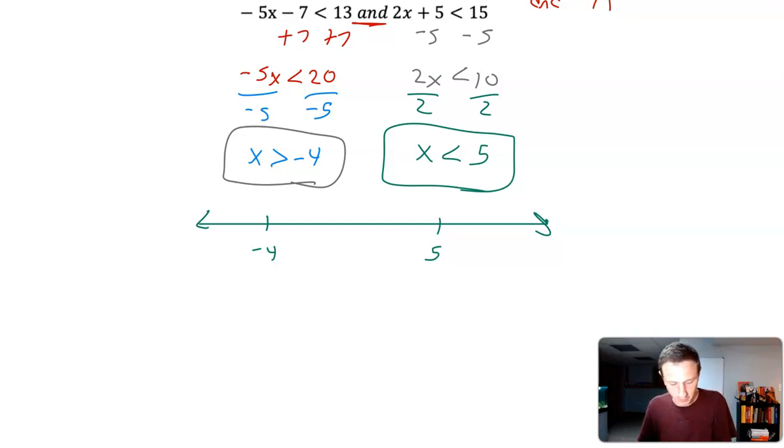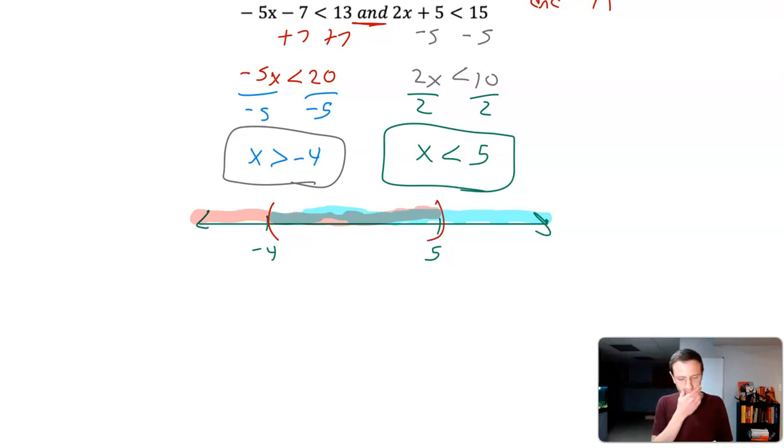All the numbers greater than negative 4 are going to be this way, and I'm going to use a parentheses there, so it's strictly greater than. Then I want all the numbers less than 5, so I'm going to go out this way. Less than 5, and that's going to be an open parentheses.